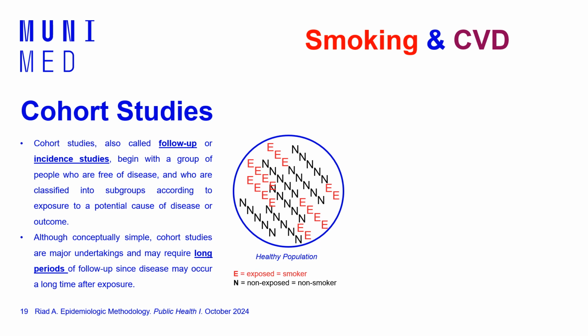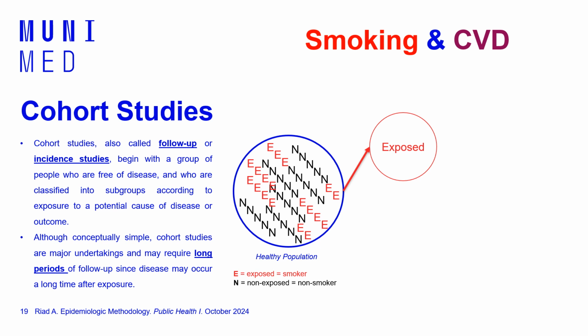Within this healthy population, we can find that there are two subgroups. One group who are exposed to smoking, or exposed to the risk factor, which is smoking, and the other group who is not exposed to smoking, who are the non-smokers. So the red color represents the smokers, the black color represents the non-smokers. So these are the people who are living in the society, and all of them are healthy. None of them have cardiovascular disease.